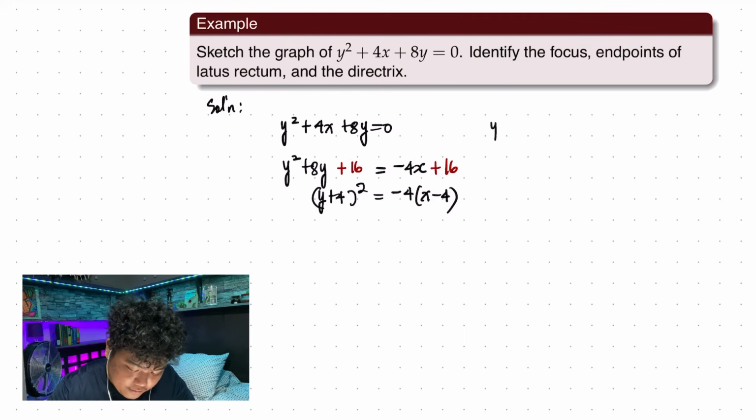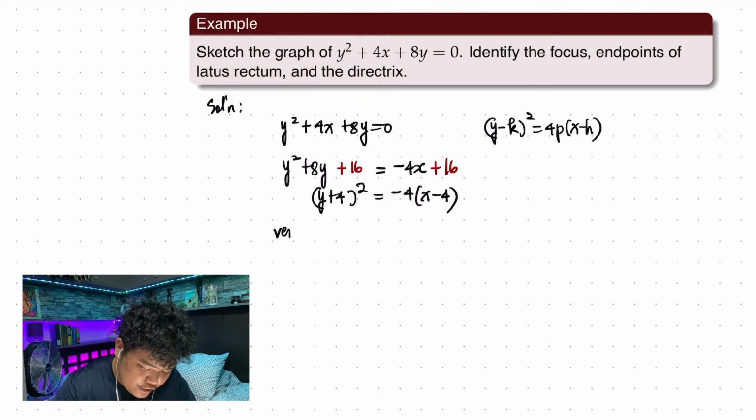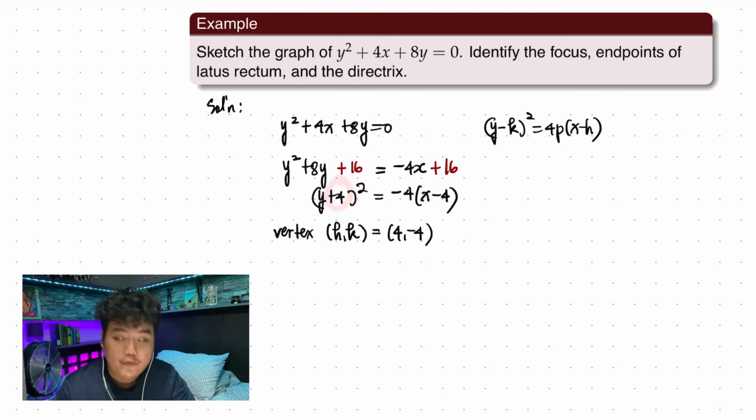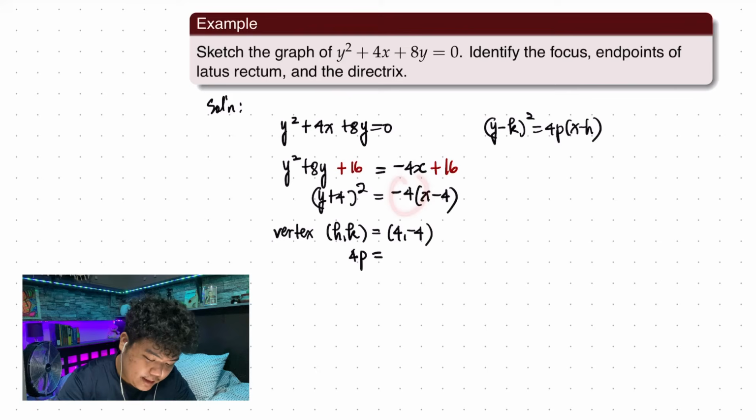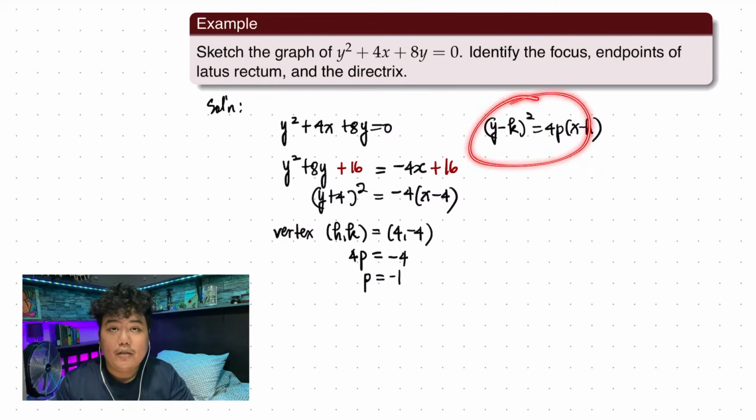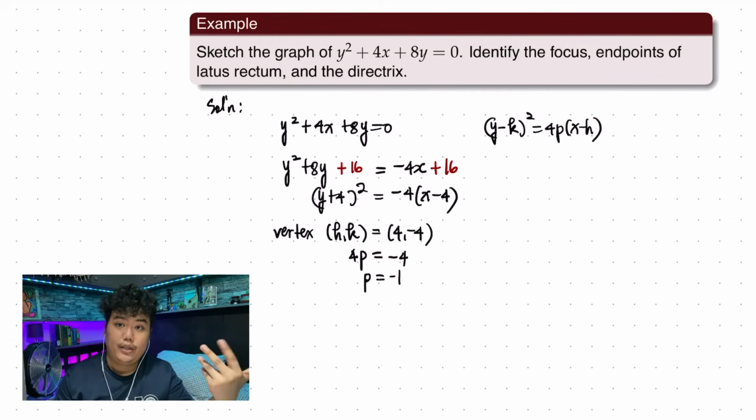So, ang form na niya is y minus k squared equal to 4p times x minus h. So, our vertex hk ay 4, negative 4. Dito nakuha yung 4, dito nakuha yung negative 4. Ninenegate mo yung signs. Okay? At saka, ang 4p mo ay negative 4. So, p is negative 1. Sabi natin, opening to the left or right na lang yan. But since p is negative, opening to the left na lang siya.